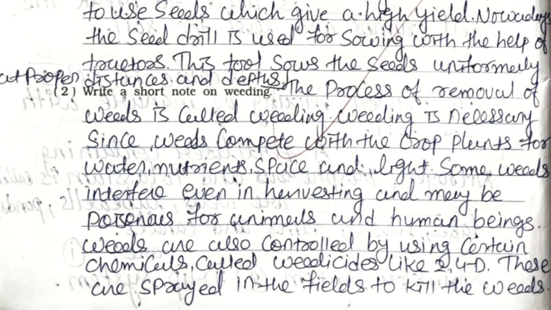Second, write a short note on weeding. The process of removal of weeds is called weeding. Weeding is necessary since weeds compete with the crop plants for water, nutrients, space and light. Some weeds interfere even in harvesting and may be poisonous for animals and human beings. Weeds are also controlled by using certain chemicals called weedicides like 2,4-D. These are sprayed in the fields to kill the weeds.